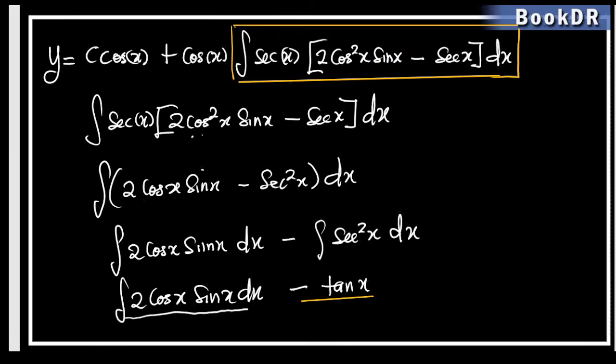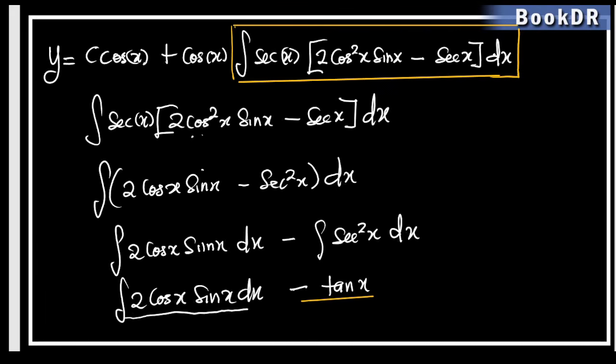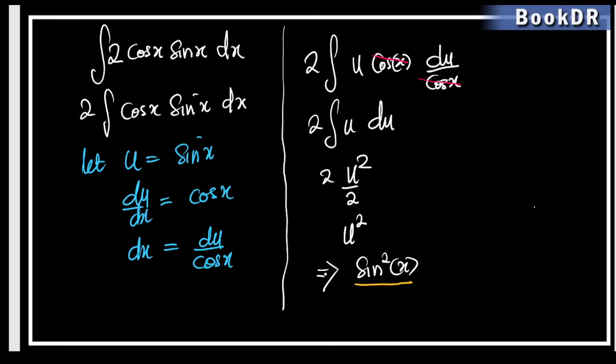So let's proceed. Our y is equal to c cos x plus cos x multiplying sine square x minus tan x. Remember, that is the result of our integration. Let's go back and check the whole integration here. One part was minus tan x, and the other part yielded sine square x.